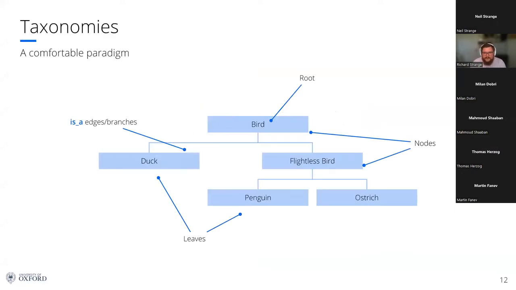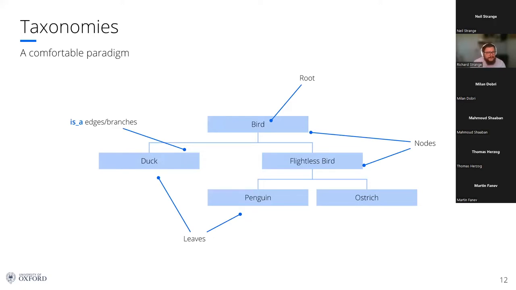Now, the ones that everyone here should be familiar with are taxonomies. They're nice and they're easy. We talk about things like leaves, roots, and nodes. These are ontologies, but they're only a particular kind. Each line here, each edge is what's called an "is a". So a duck is a bird, a penguin is a flightless bird, and is a bird.